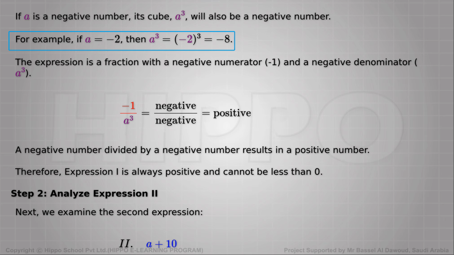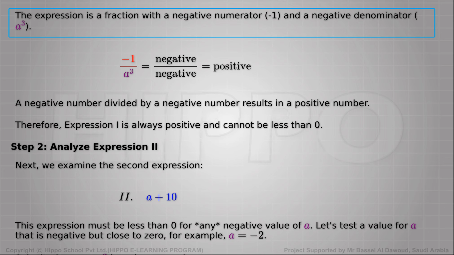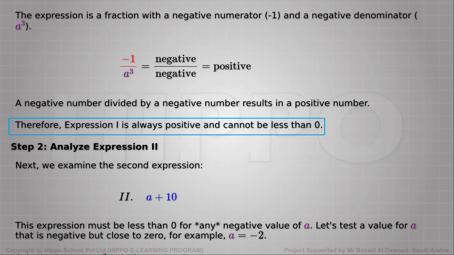As you can see from the example, if a is -2, a cubed is -8. So looking at our fraction for expression 1, we have a negative numerator, which is -1, and we just determined that the denominator, a cubed, is also negative. Based on the rules of division, a negative number divided by another negative number always results in a positive number. This means expression 1 is always positive, so it definitely cannot be our answer.